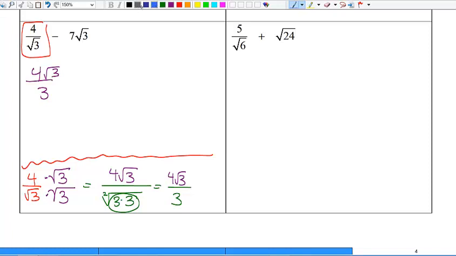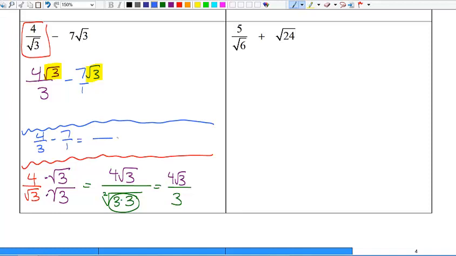And from the original problem, I'm still minusing 7 square roots of 3. And in order to add or subtract these, I need to have like radicals. Do I have like radicals? Sure I do. But one's a fraction and one's a whole number, so it may be in your best interest to make that 7 a 7 over 1 so that we can add or subtract our coefficients. So in order to add or subtract, again, we need to do a little bit of work down here. So I have 4/3 minus 7 over 1.